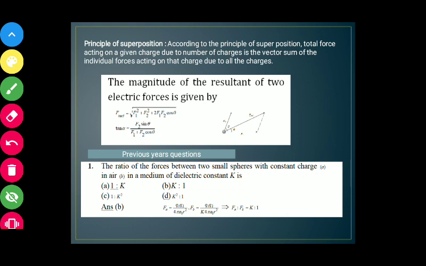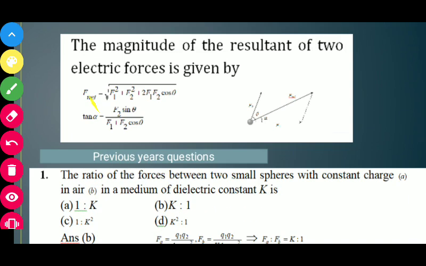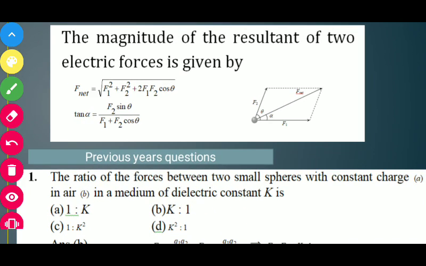According to the principle of superposition, the total force on an object can be found by using vector algebra. The total force, the force of attraction or repulsion on an object, can be found using vector algebra. Vector algebra, you are familiar. The vector sum is root of F1 square plus F2 square plus 2 F1 F2 cos theta. Here theta is the angle between the two forces. Okay. Now let us think about some previous questions.